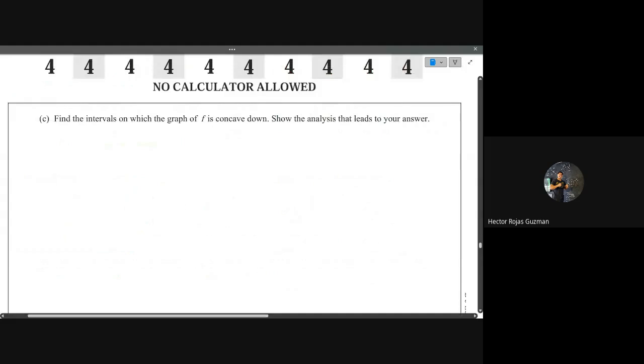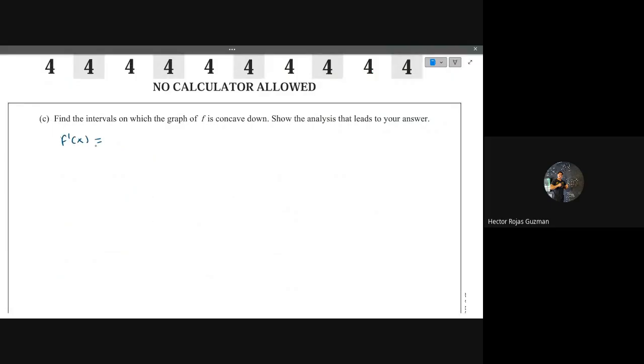Find the intervals on which the graph is concave down. It's basically the same question as the previous one. We said the derivative was, we factored out an e to the x, and we were left with x squared minus 3. So that's where we left off. And for concavity, we're going to find our second derivative, set it equal to 0, find our critical points, and do a number line. Those are all the steps we're going to do.